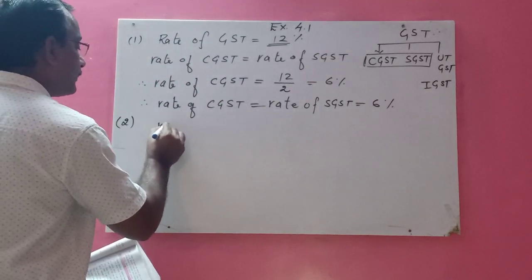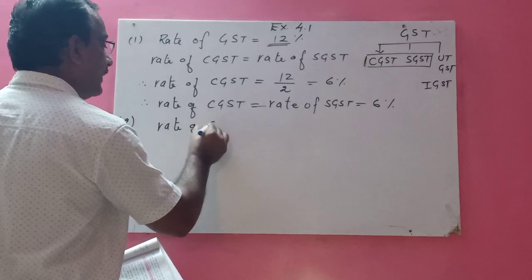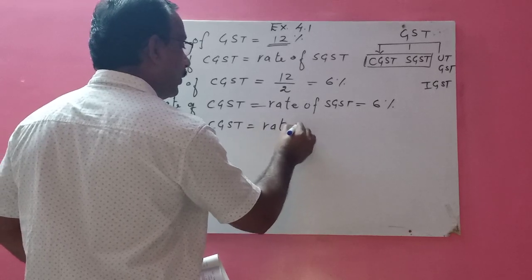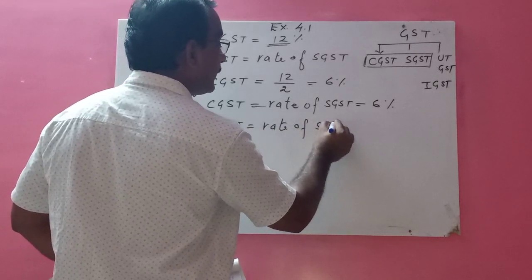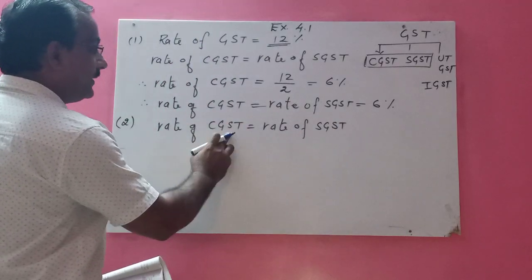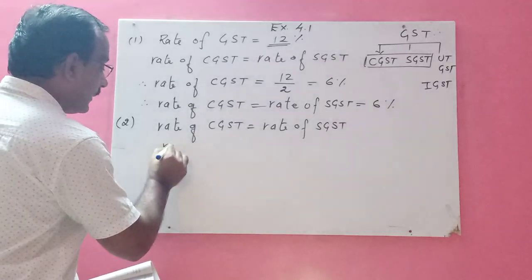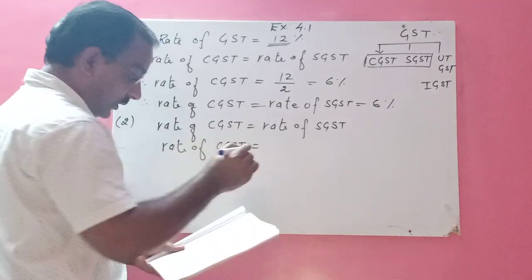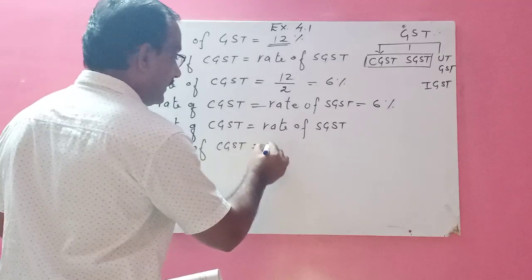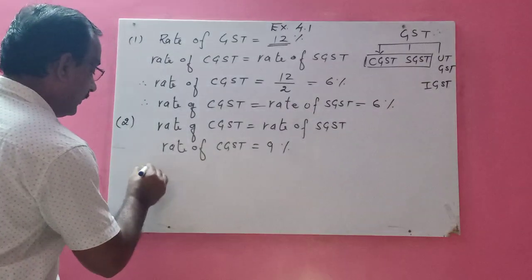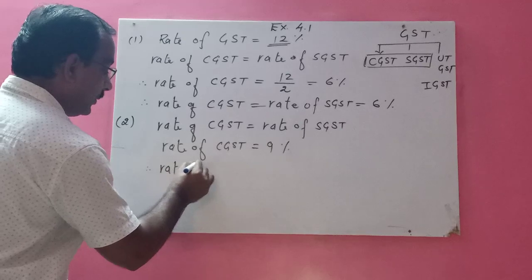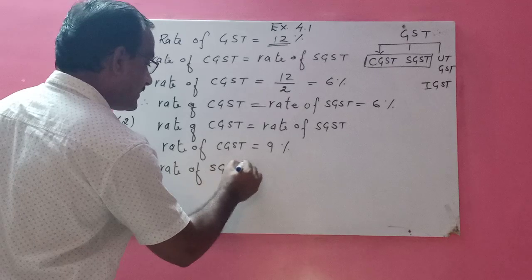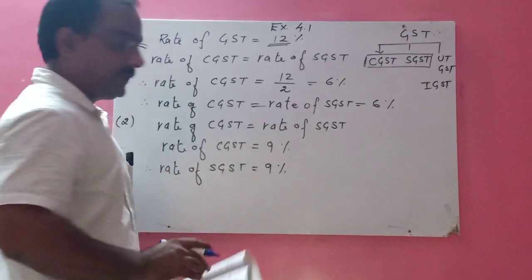Rate of CGST is equal to rate of SGST. Rate of CGST is given. Rate of CGST is given how much? It is 9%. So therefore rate of SGST, it is also equal to 9%.